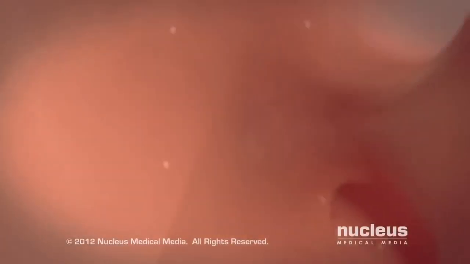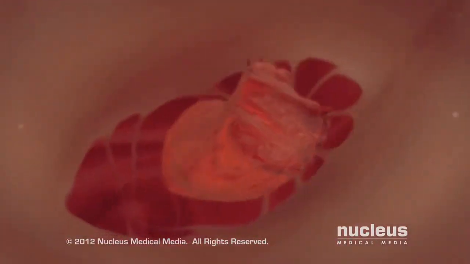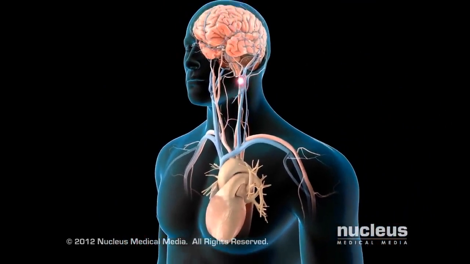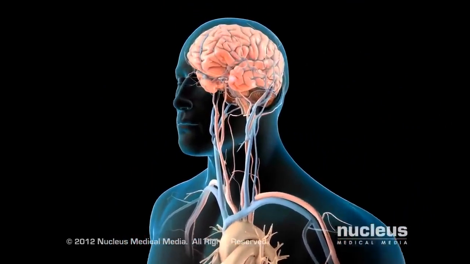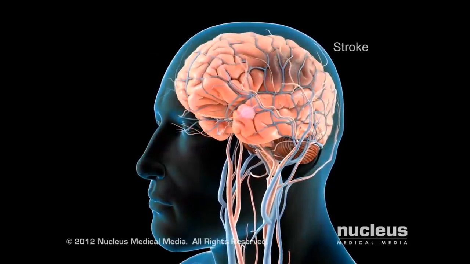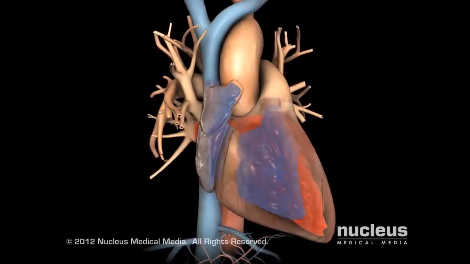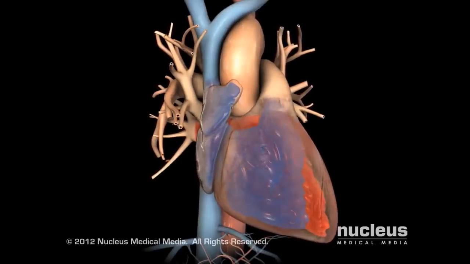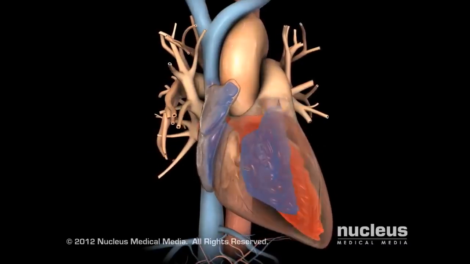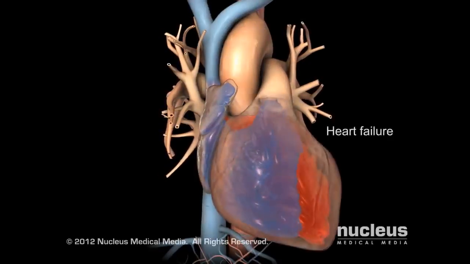When blood collects in the atria, clots may form. A clot can flow out of your heart, through your neck, into your brain, where it can cause a stroke. Blood pooling in your ventricles deprives your body's tissues of oxygen and nutrients. If your heart is consistently unable to pump enough blood to meet the body's needs, you can develop heart failure.